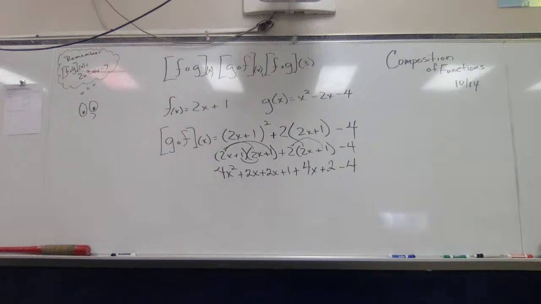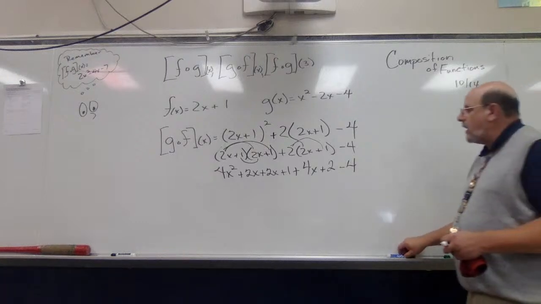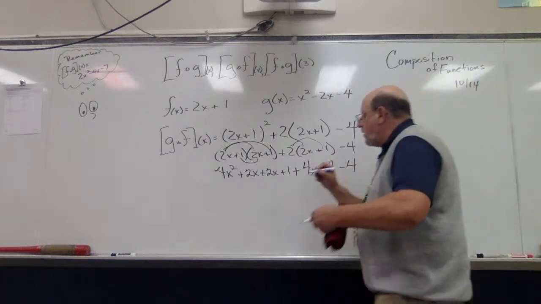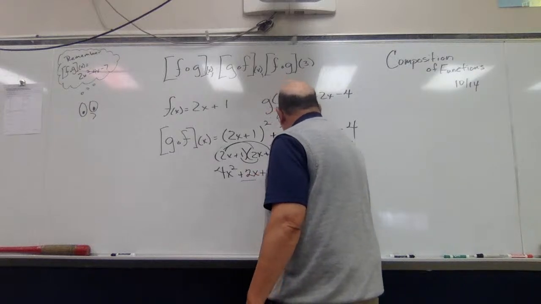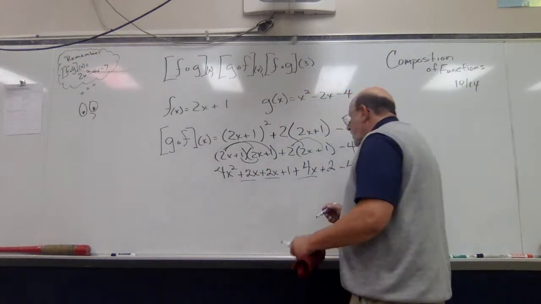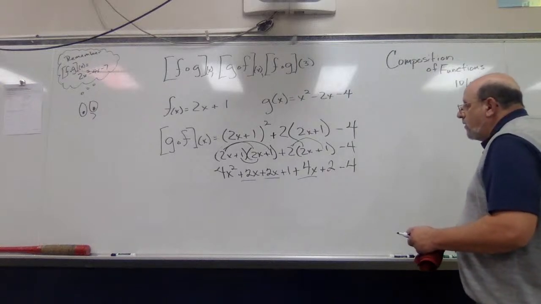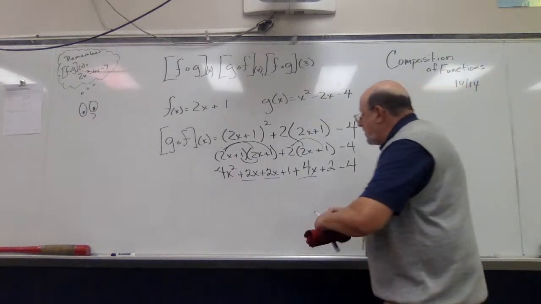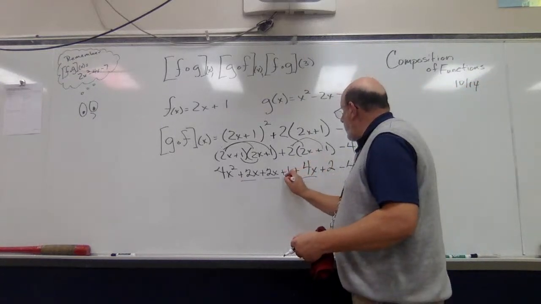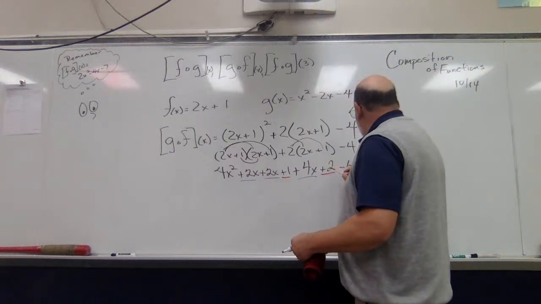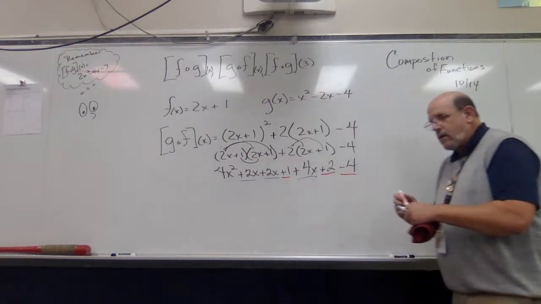Right? Let's use blue for our x terms. 4x squared is going to be... We have a 2x and a 2x and a 4x when we combine those, and then I'll use red for our constants, which are 1, 2, and minus 4. Okay?